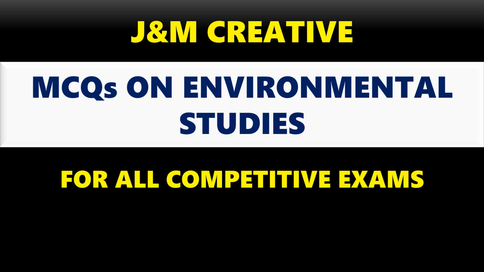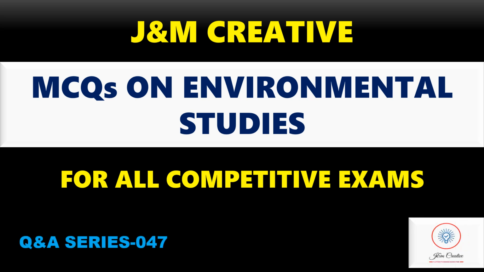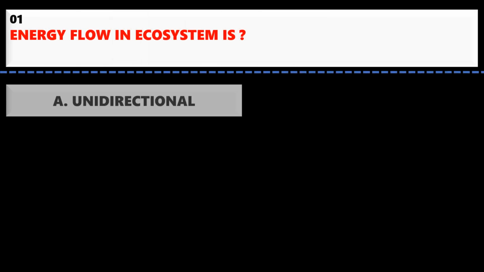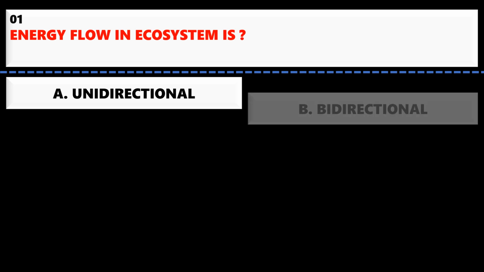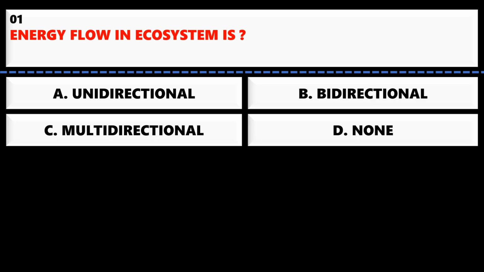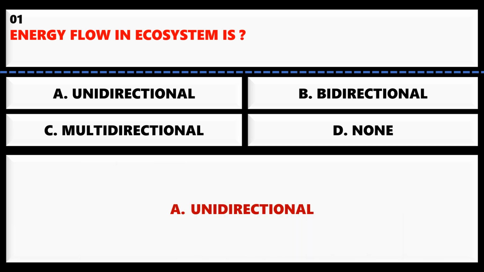These are very selective and important questions for all competitive examinations. Question and answer series 47. First question: energy flow in ecosystem is, and the options are unidirectional, bidirectional, multidirectional, and the last option is none. And the right answer is energy flow in ecosystem is unidirectional.